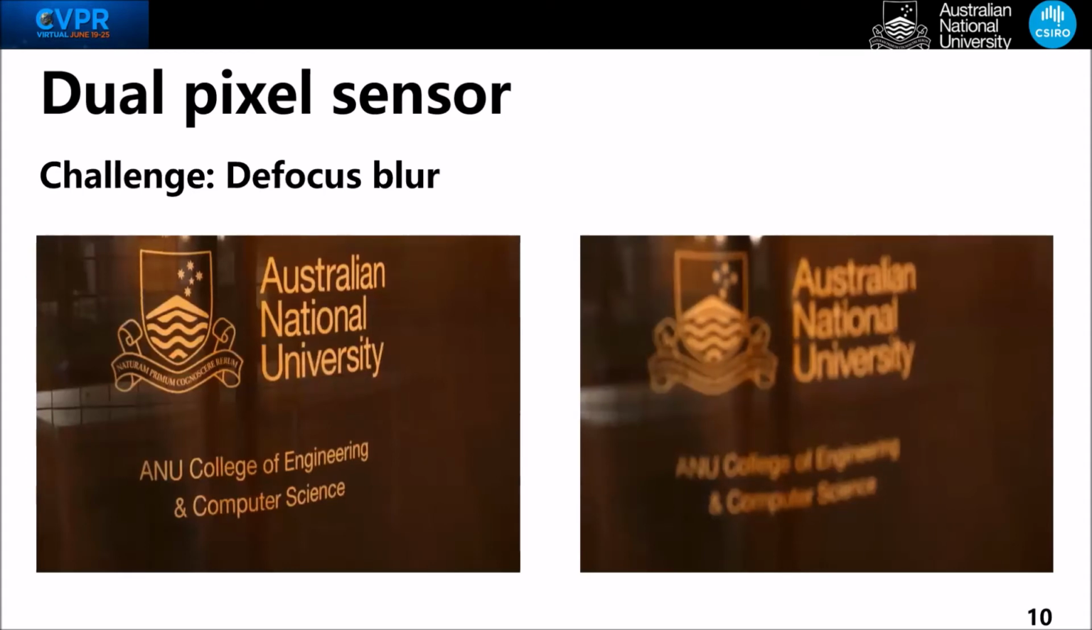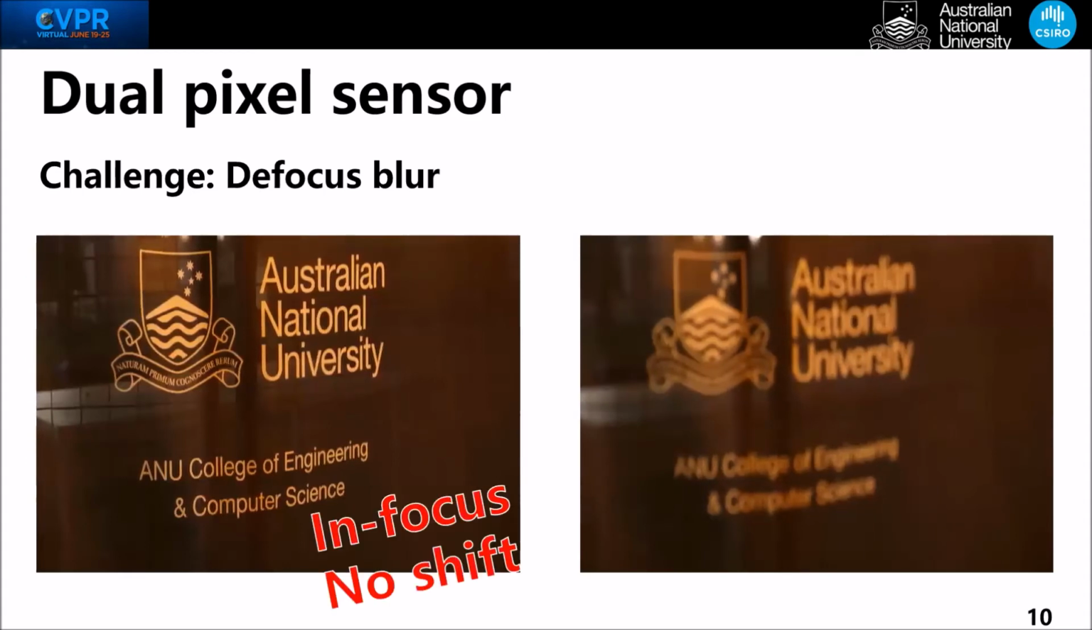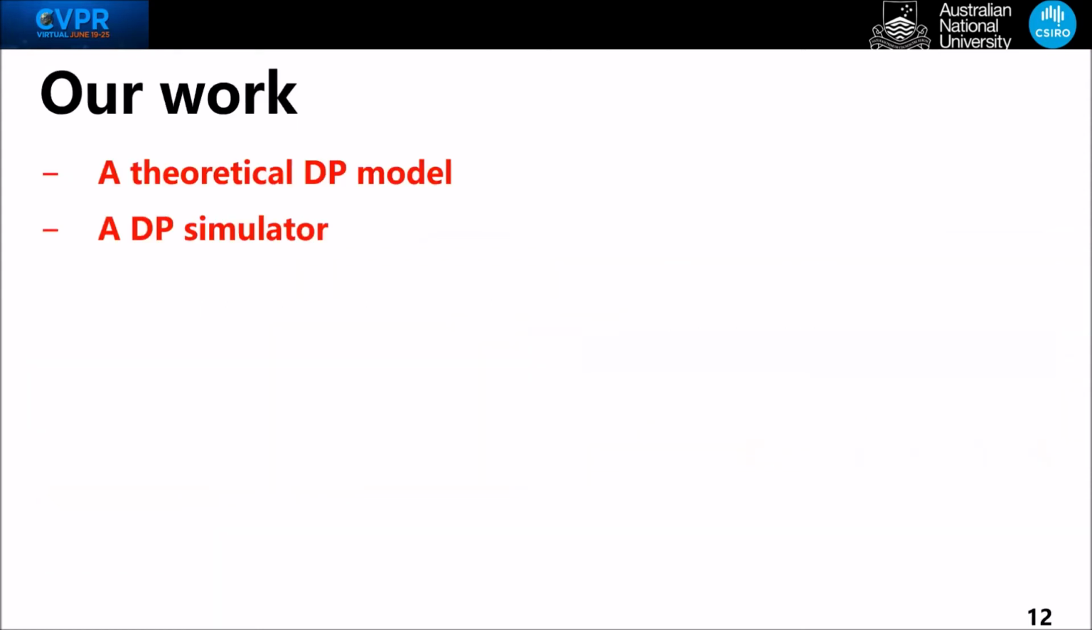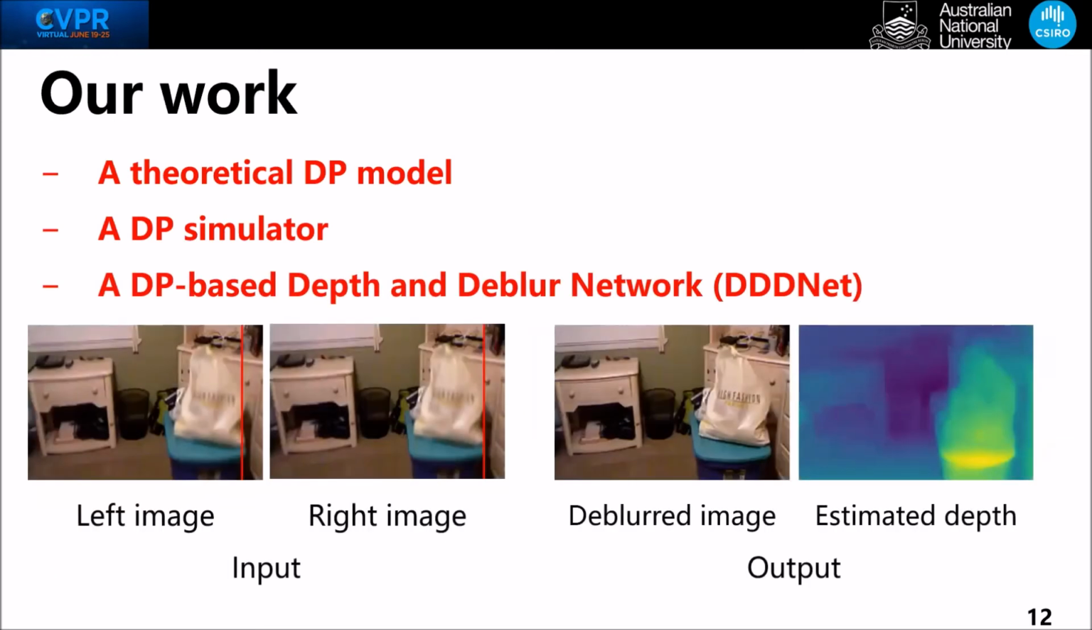However, the disparity of the two will only appear in the out-of-focus area, while the in-focus area has zero disparity. Though Canon and Google provide DP data to customers, both sensors make it hard to get the associated ground truth information, such as depth. In this work, we propose a theoretical DP model and the first DP simulator to overcome the lack of datasets. Then, we propose a DDD net to estimate the depth and restore the image jointly.